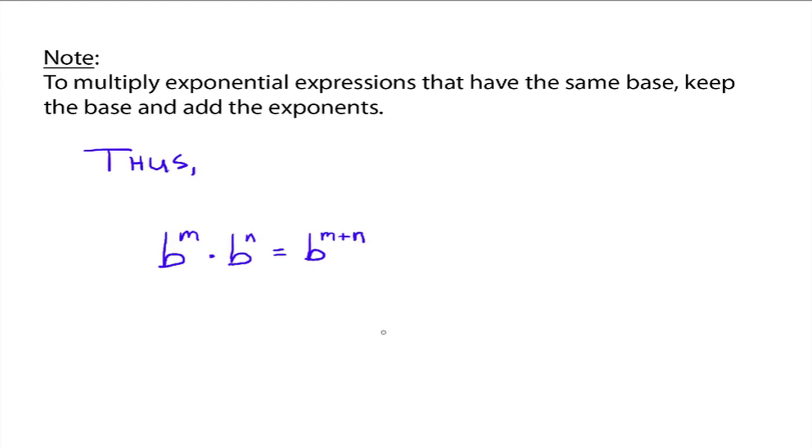Right? That's it. Thus, b to the m times b to the n, where m and n are just numbers, equals b to the m plus n. You keep the base the same and just add up the exponents that are on these two expressions. Right? That's the entire concept. All right, so let's look at some examples.